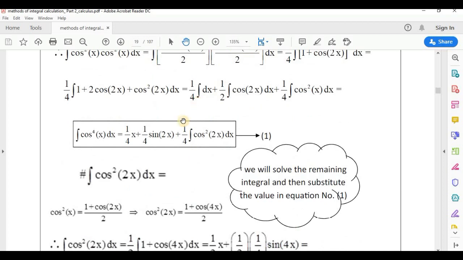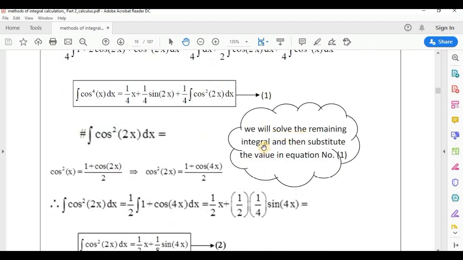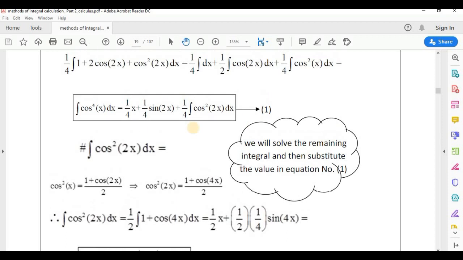What is the integral for this one? It will be x, and the integral for cosine will be sine. Plus, this is the remaining integral, cosine square 2x dx. We will solve the remaining integral and then substitute the value in equation number 1. And we will try to solve this remaining integral.